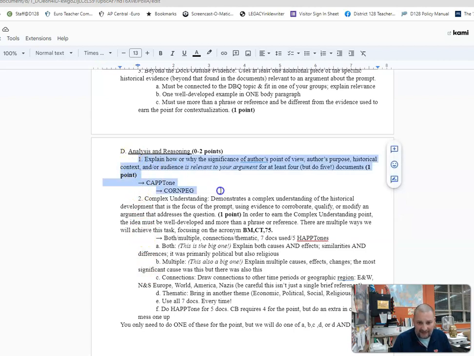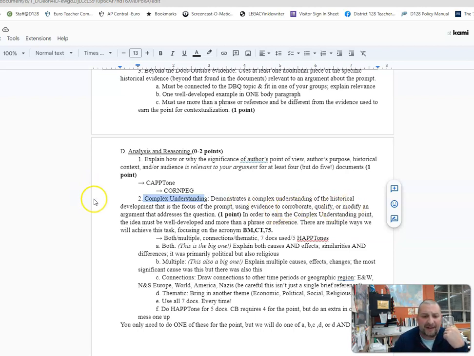So that's one task of analysis and reasoning. You do that for 5, you get 1 point, and actually potentially another. The next one is complex understanding. So this is what the College Board keeps changing on us. So complex understanding demonstrates a complex understanding of the historical development that is the focus of the problem, using evidence to corroborate, qualify, or modify an argument that addresses the question.